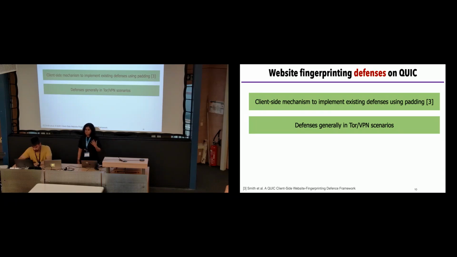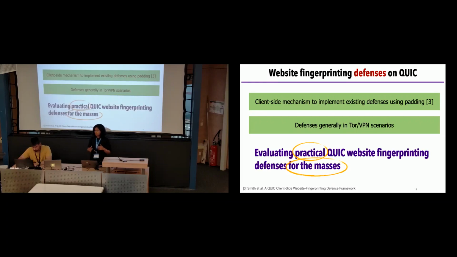We were interested in looking at specific defenses and how these work against the QUIC protocol. What we've seen is that even in Smith's work or in prior work on defenses, generally these have been applied to a VPN or a Tor scenario. We wanted to look at this for the masses, that is the average user that may not necessarily use VPN or Tor.